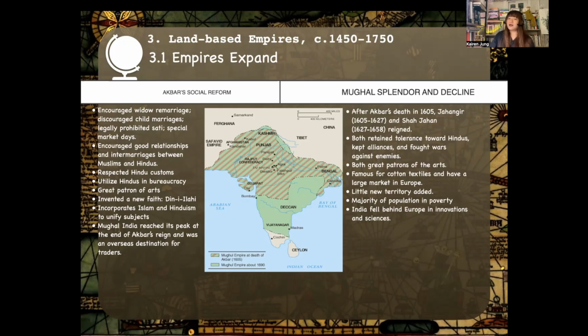They were famous for cotton textiles, and they had a very large market in Europe. They didn't really add a lot of territory, and the majority of the population was, in fact, very poor. They were in poverty, and India slowly fell behind Europe in innovations and sciences, focusing rather on the luxurious side of things, which always leads to corruption, poverty, decline, and the fall of a civilization.